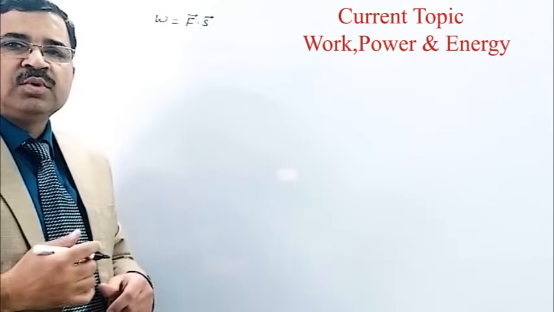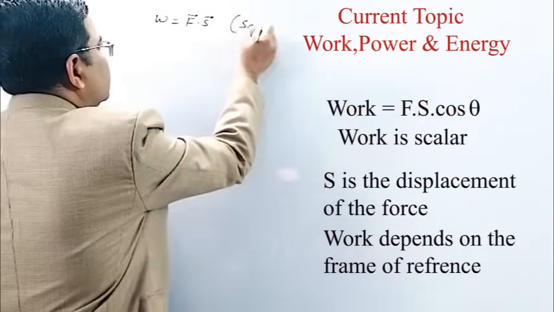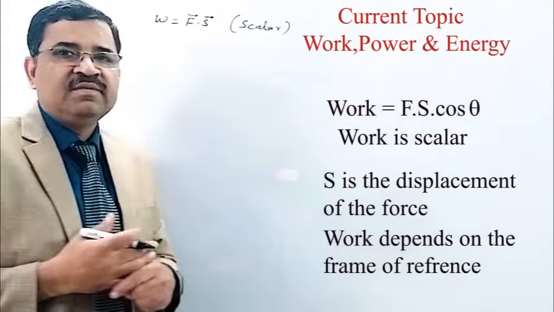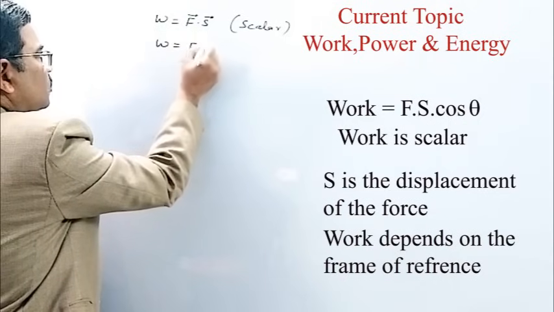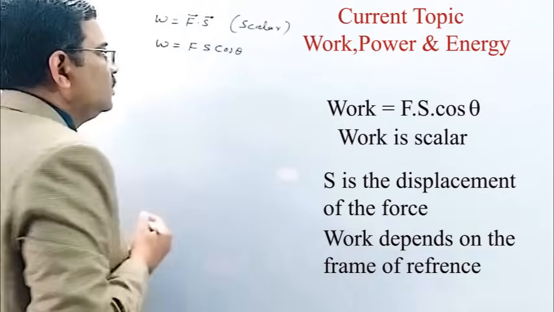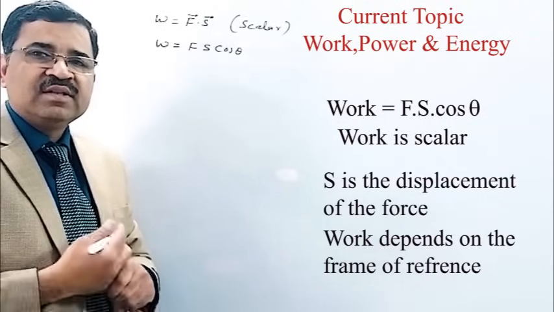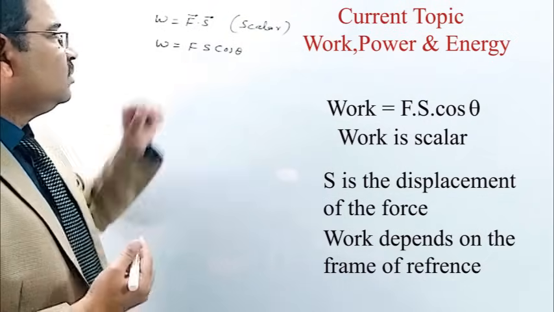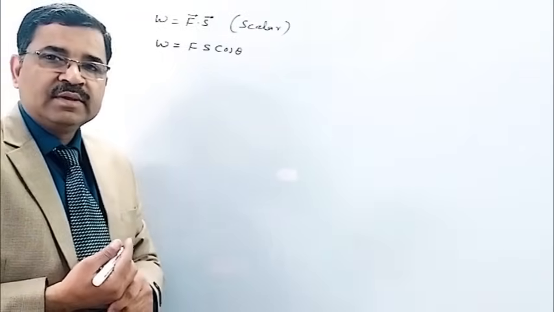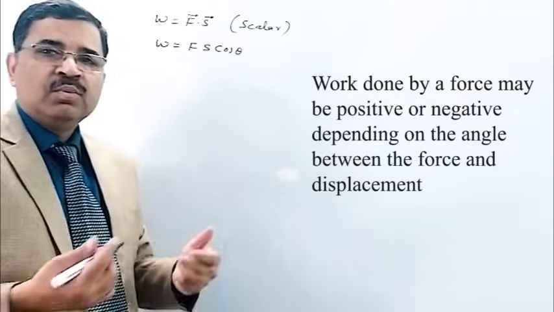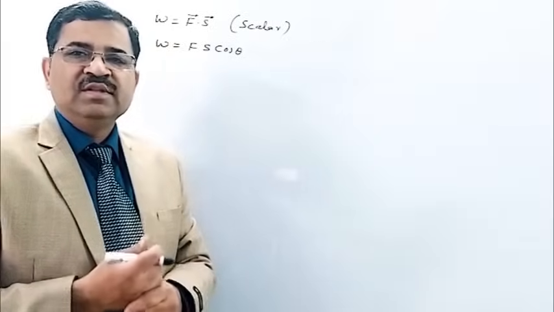Now because it is a dot product, it must be a scalar quantity. So work is scalar, that means it doesn't have any direction. And when I expand this, I get work done is equal to Fs cos theta. Now depending on the value of theta, if it is less than 90 degree, then this work will come out to be positive, and if it is more than 90 degree, then the work done is negative. So that means we can have positive work or negative work depending on the angle between the force and displacement.